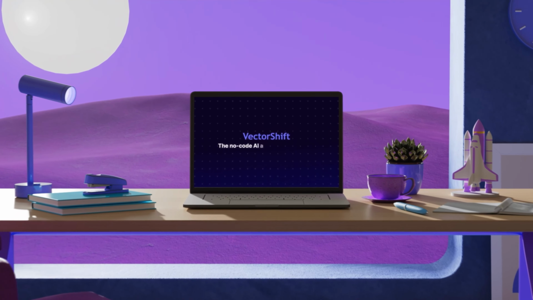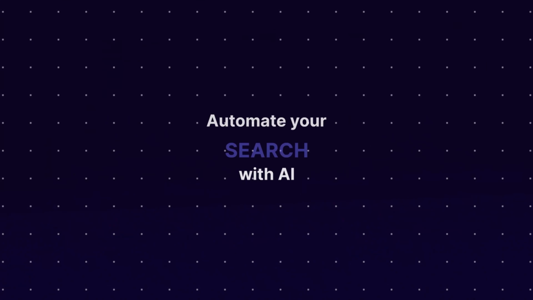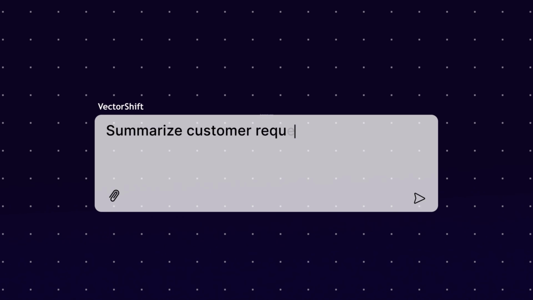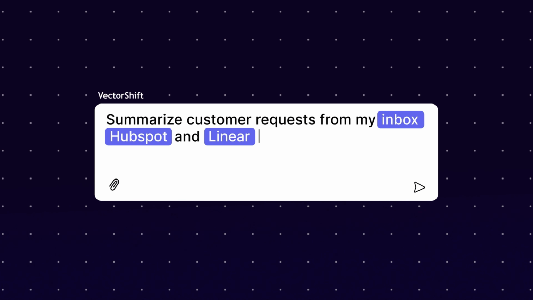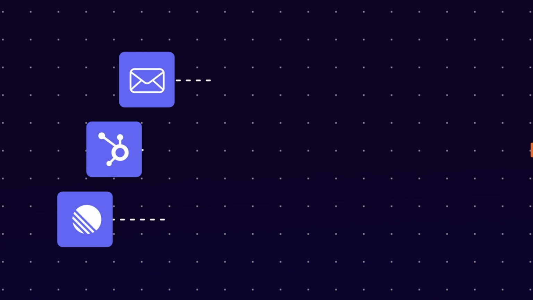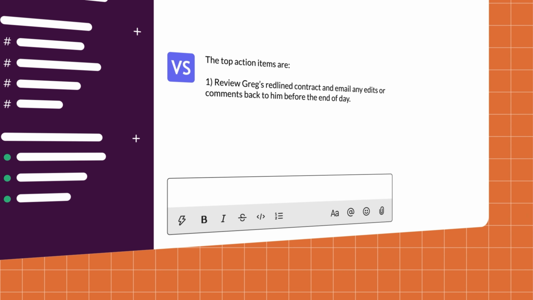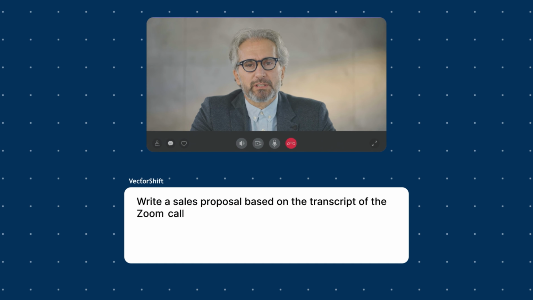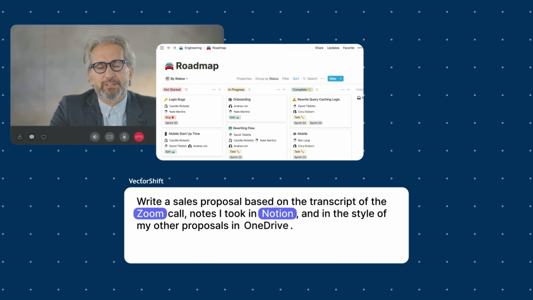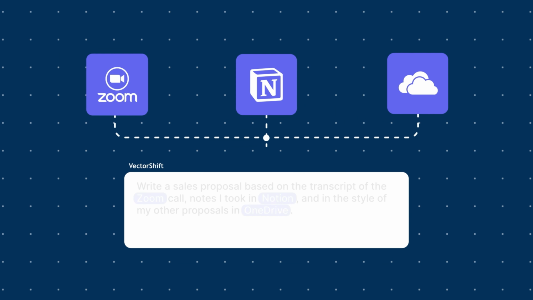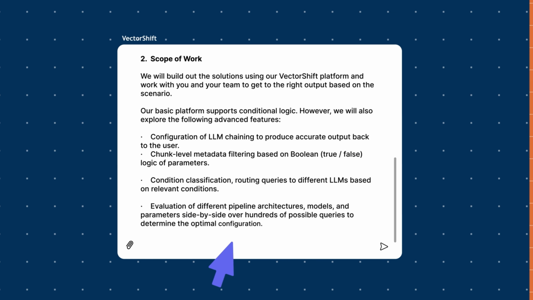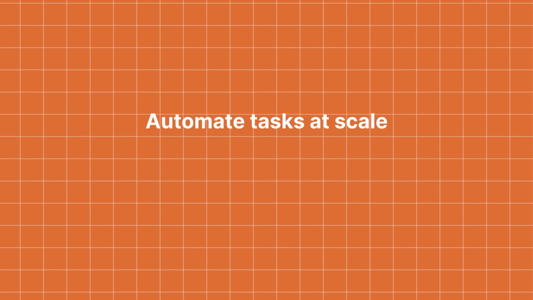VectorShift is a no-code AI automation platform. You can automate your search, customer support, sales outreach, content creation, and workflows with AI. You can use data from multiple sources like Gmail, HubSpot, Linear, and you can get notifications on Slack too. Want to generate reports integrating Zoom, Notion, and OneDrive? Done. And best part, you can do all of these tasks at scale.